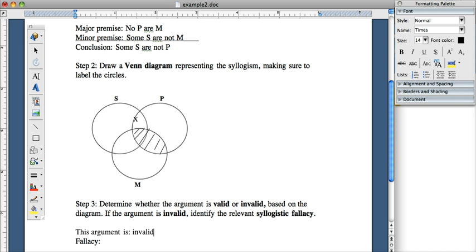So this is the fallacy. It's called exclusive premises, which says that you can't have two negative premises, which is what we have here.